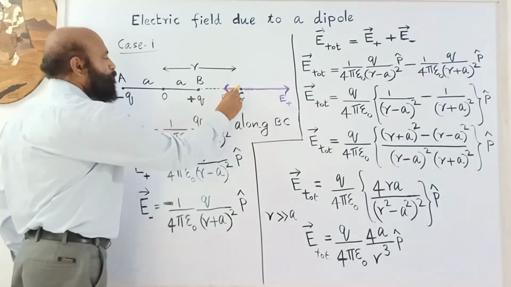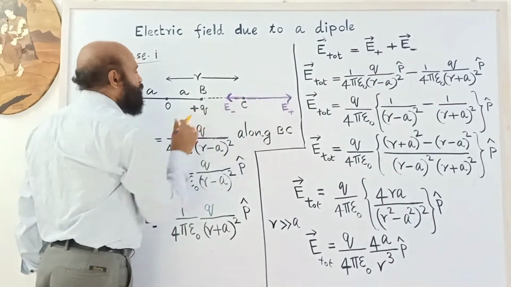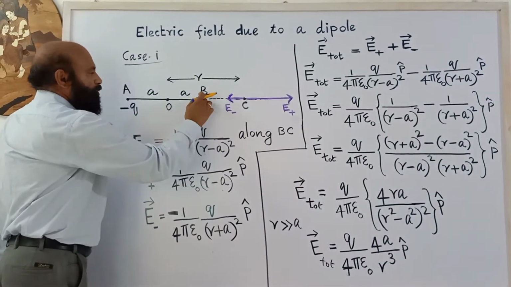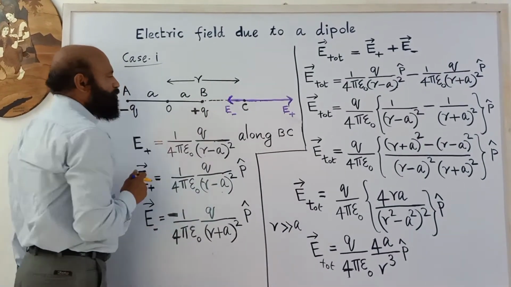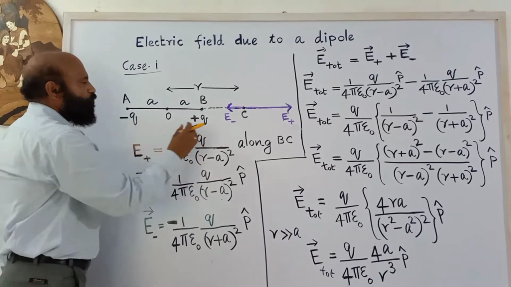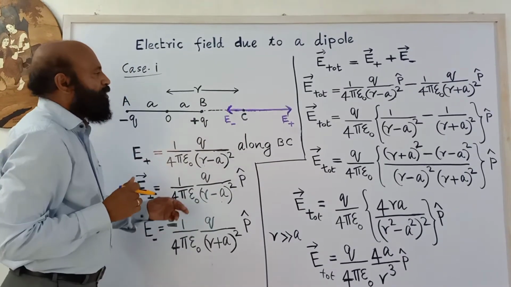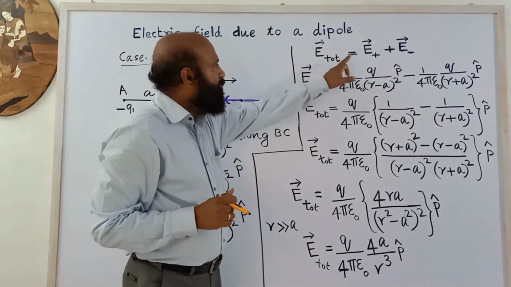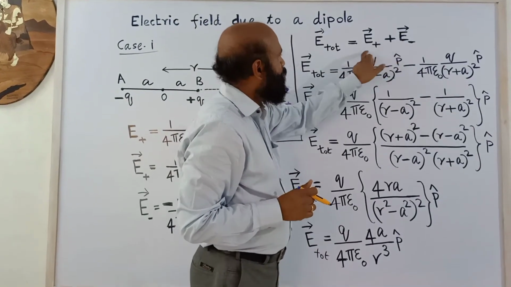Field here because of the positive charge is more. It is nearer this point. Positive charge is near this point. Negative charge is away, so field is lesser. Now total field is the vector sum of these two fields.